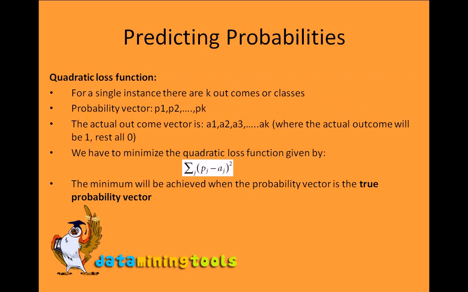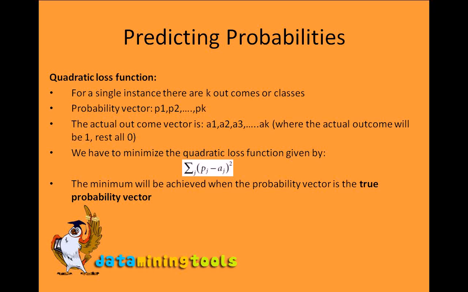Now, how do we compare the success of such methods which output probabilities? One of the techniques which we use is the quadratic loss function. Now, in quadratic loss function, for a single instance, there are k outcomes or classes. This is an assumption that we have k outcomes or classes for a single instance.